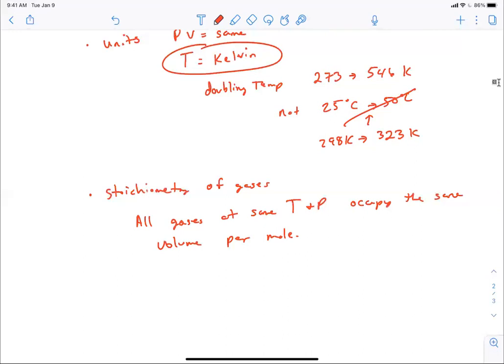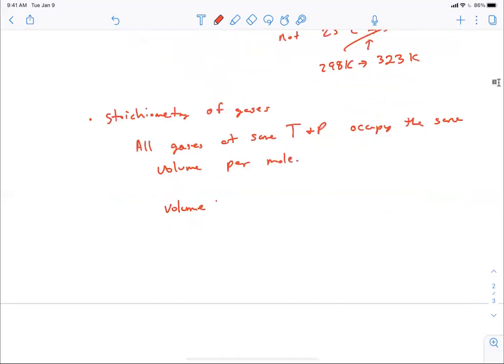Now, at other temperatures and pressures, obviously that varies. But what that means is that 1 mole of any gas occupies 22.7 at STP, which means the volume to volume ratio is the same as the mole to mole ratio. So you can save yourself time by just using the coefficients as volume conversions.